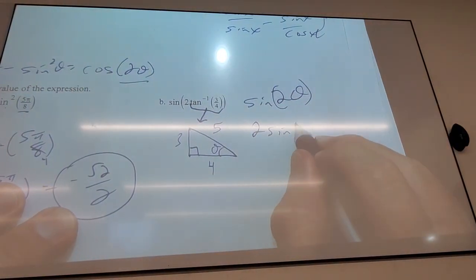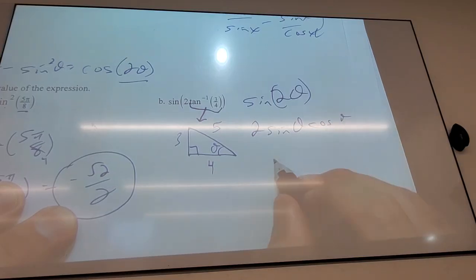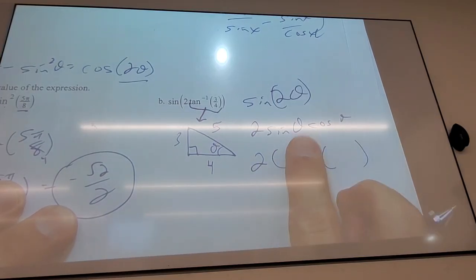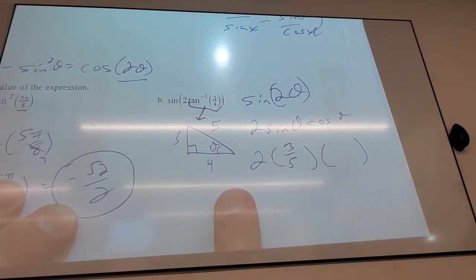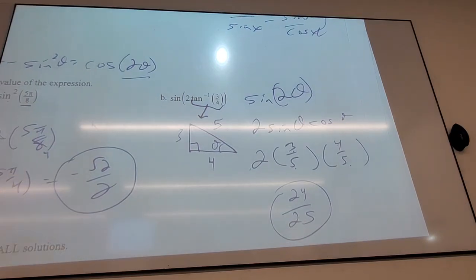I already gave this away, but can somebody say what sine theta is? Here's theta. What's sine theta? 3/5. What's cosine theta? 4/5. Yes? 2 times 3 times 4, over 5 times 5. Done.